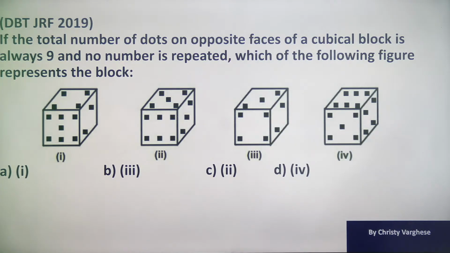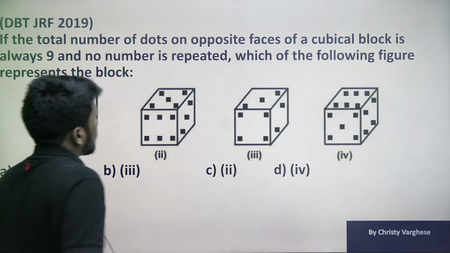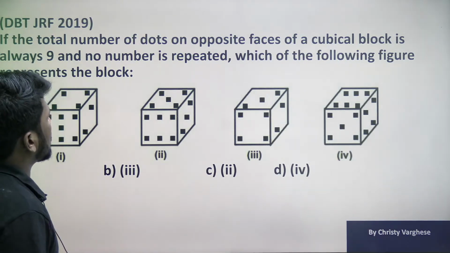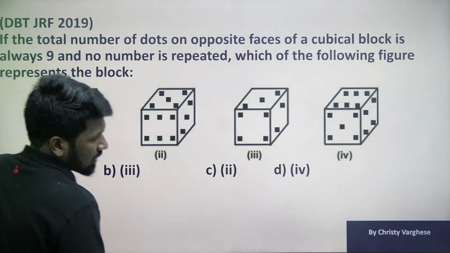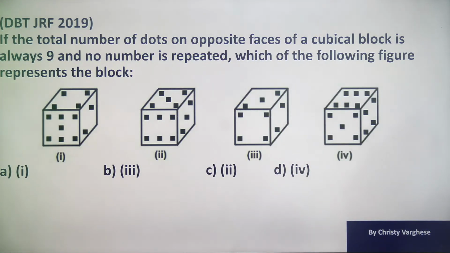Okay, so I will explain. If the total number of dots on opposite faces of a cubical block is always 9 and no number is repeated, which of the following figures represents the block? So opposite and adjacent. For a cube, you should know about the opposite and adjacent idea clearly.